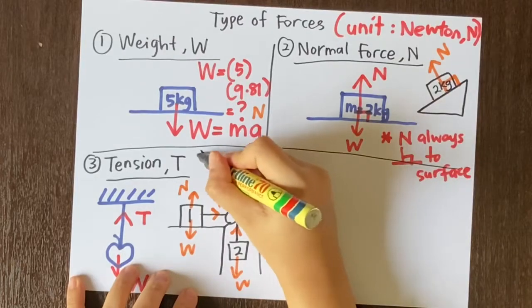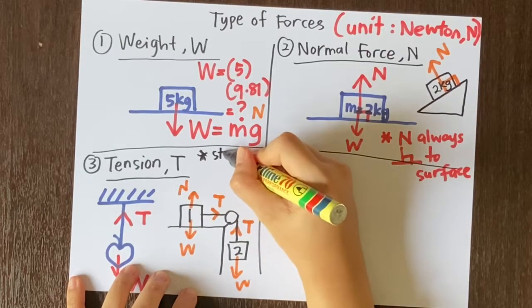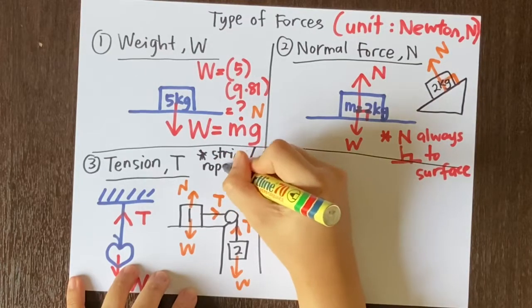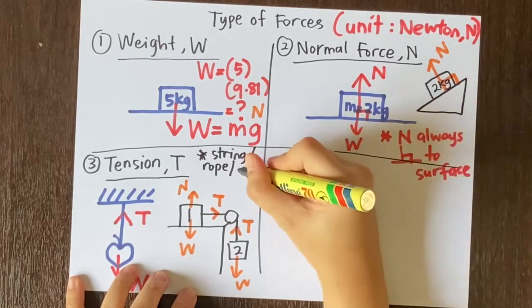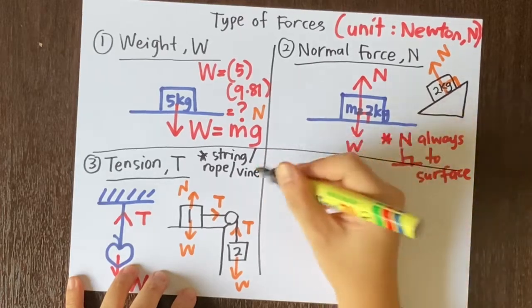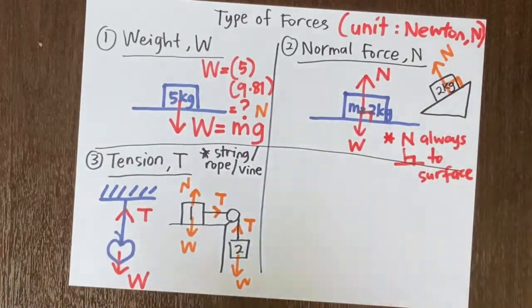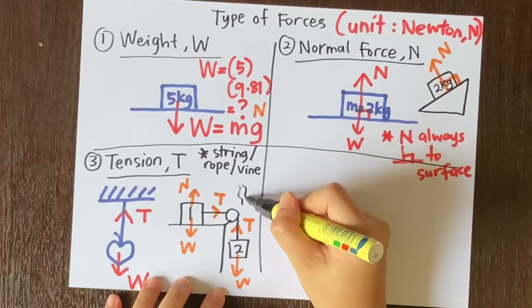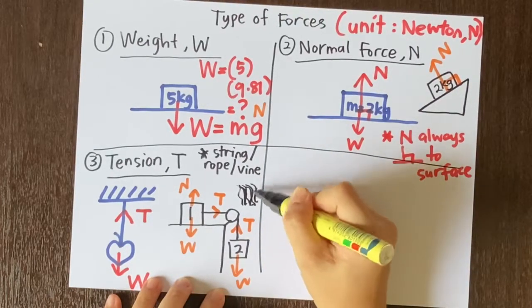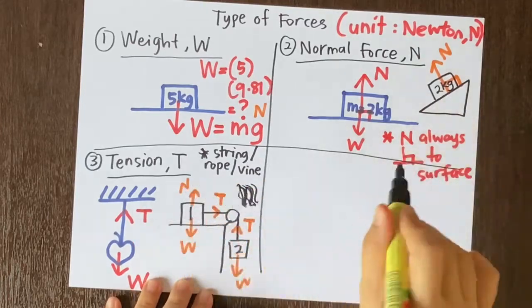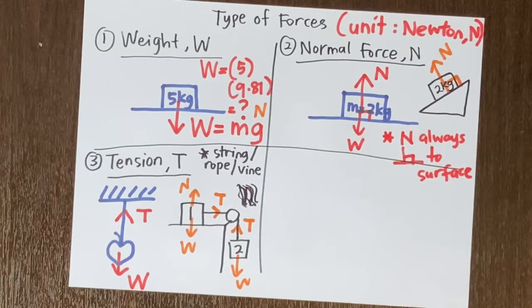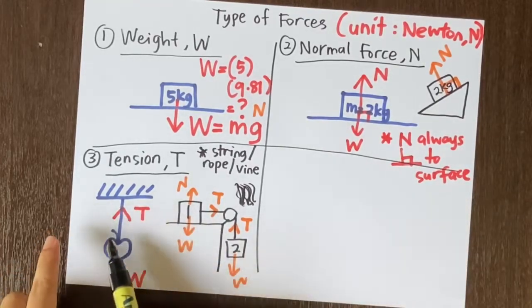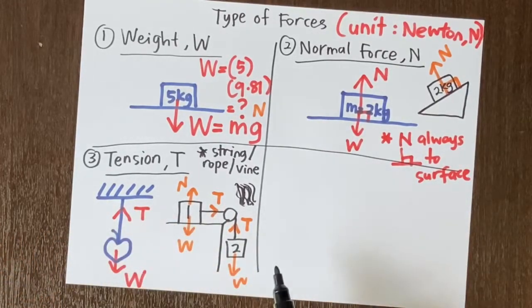So, where do you get tension? Tension is on a string, or rope, or vine. Do you know what is a vine? A vine is what Tarzan swings from, from one vine to another vine. Okay, vine, on the tree normally. So Tarzan will swing from one vine to another. Good, that is tension. You have to know the direction.